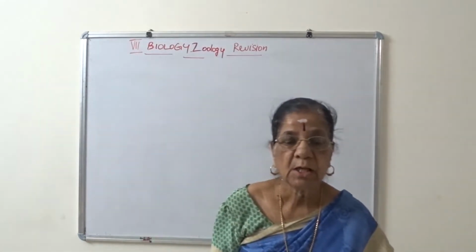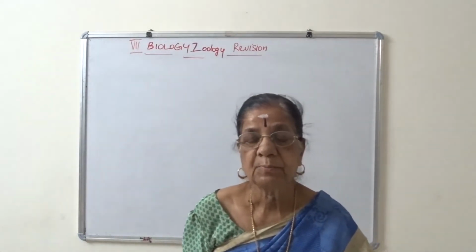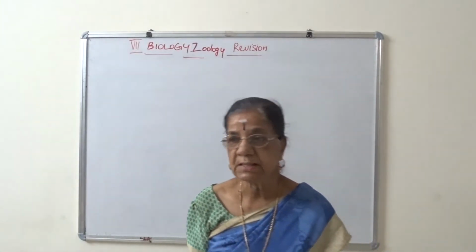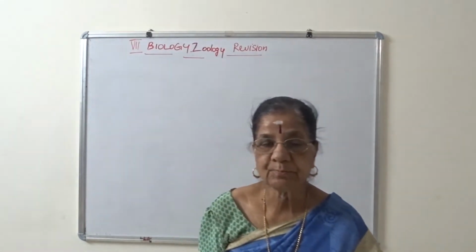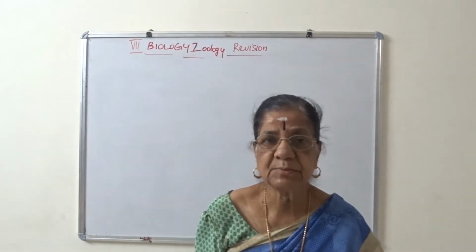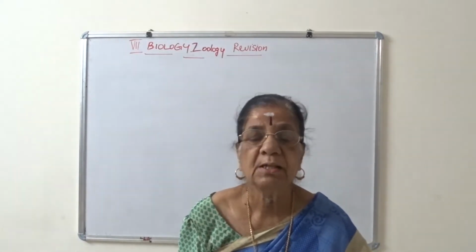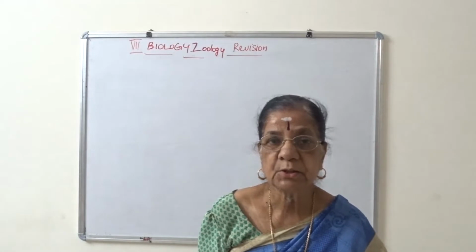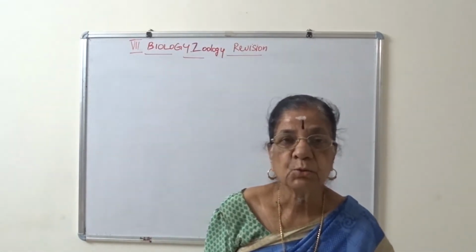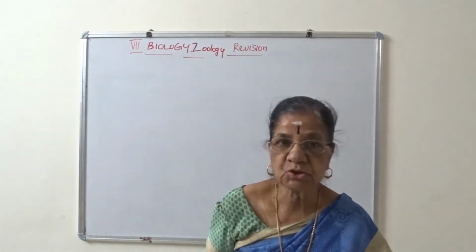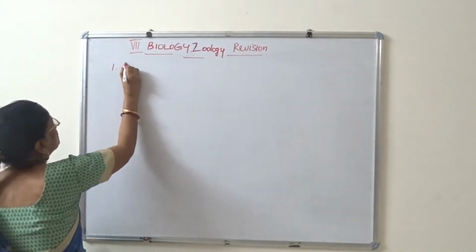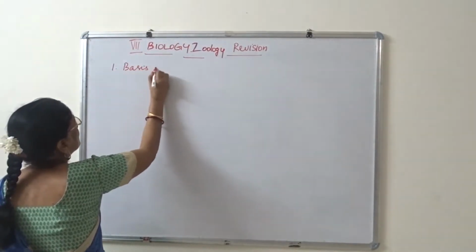For that we have a portion. In a previous video we have done revision for the botany portion, cell biology, unit 4 in our Samacheer second term science textbook. In the second term science book, unit 4 is the botany portion, cell biology, and unit 5 is the zoology portion, basis of classification.